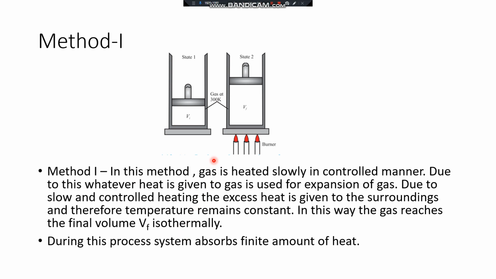In this method, you can observe that this is state 1. The gas is enclosed with initial volume V1, and you can observe the massless frictionless piston. Now this is state 2, where the volume of the gas is Vf, and Vf is greater than Vi. This can be achieved by heating the gas slowly in a controlled manner. Whatever heat is given to the gas is used for the expansion. Due to the slow and controlled heating, the excess heat is given to the surroundings and therefore the temperature remains constant. In this way, the gas reaches the final volume Vf isothermally.